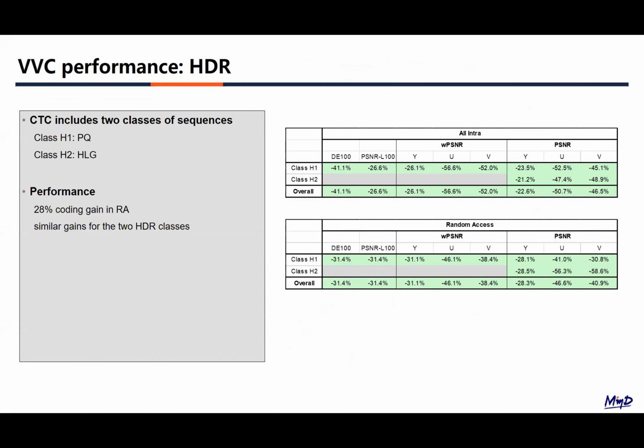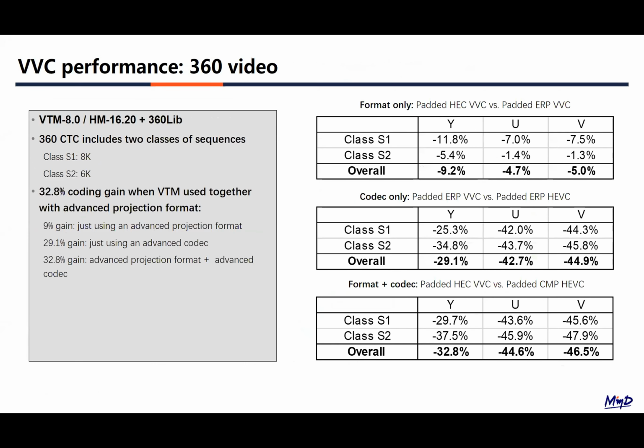So HDR, this slide summarizes HDR. Due to time, I won't go into details. It's basically a similar observation as SDR, significant coding efficiency gain. And 360 video, also, if you look at the codec comparison, that's the middle table here, we can achieve about 29% coding gain, and you can use more advanced projection formats to push that gain up to almost 33%. That's shown by the bottom table here.